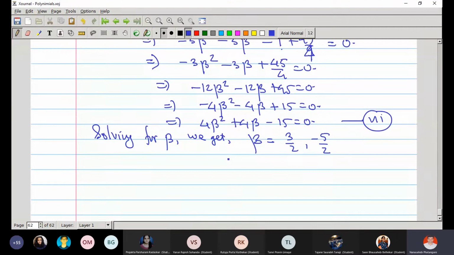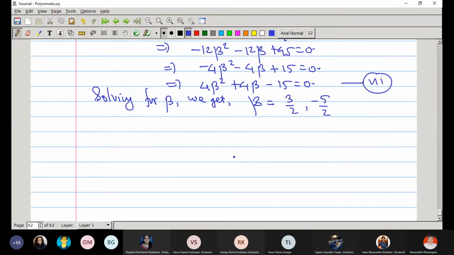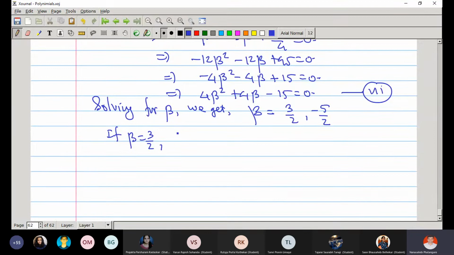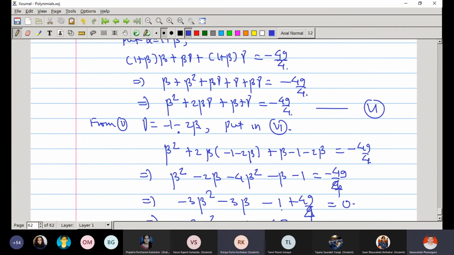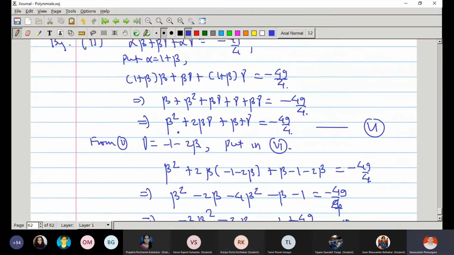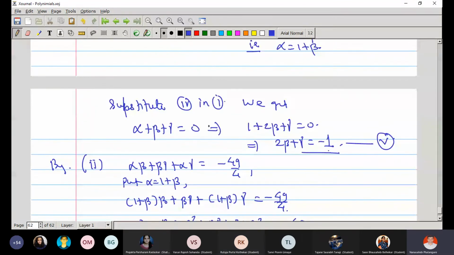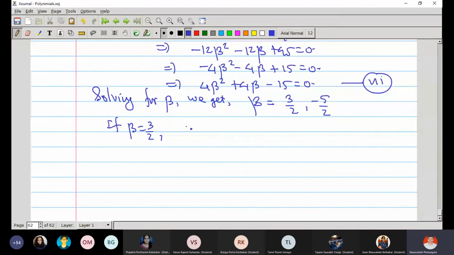Roots are correct, then no problem. So if beta is 3 by 2, then can you calculate another root? Is there any relation between them? 2 beta plus gamma is minus 1. So 2 into 3 by 2 plus gamma is minus 1, and therefore gamma is minus 1 minus 3, so minus 4.